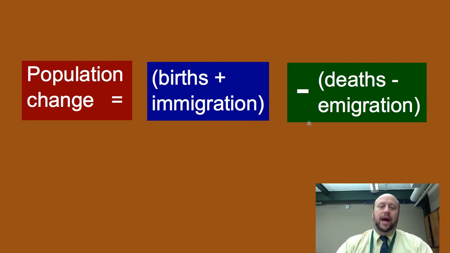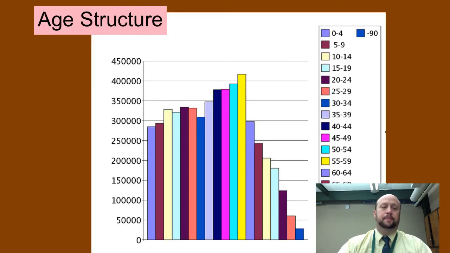So if you take those things and you add up your births and immigration, and then you add up your deaths and emigration, and you subtract the negative stuff from the positive stuff, then that's going to give you your overall population change. And those, of course, are four variables that matter for population change: births, deaths, immigration, and emigration. Now that leads us to something called an age structure.